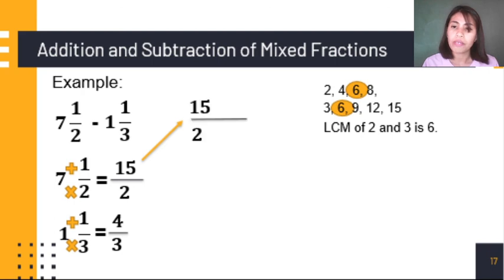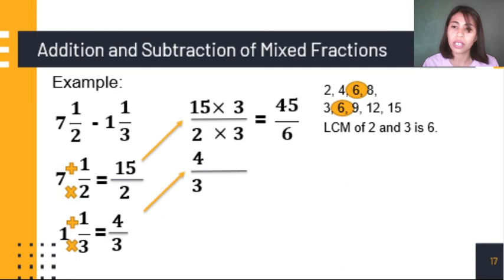Now we have 15 over 2. We need to multiply 2 by 3 to obtain 6. Same also with the numerator. So we have 15 times 3, 45 over 6. Next, we have 4 over 3. To obtain 6, we need to multiply by 2. Same also with the numerator, we need to multiply it by 2, 4 times 2 is 8, 3 times 2 is equal to 6. So we have 8 over 6.